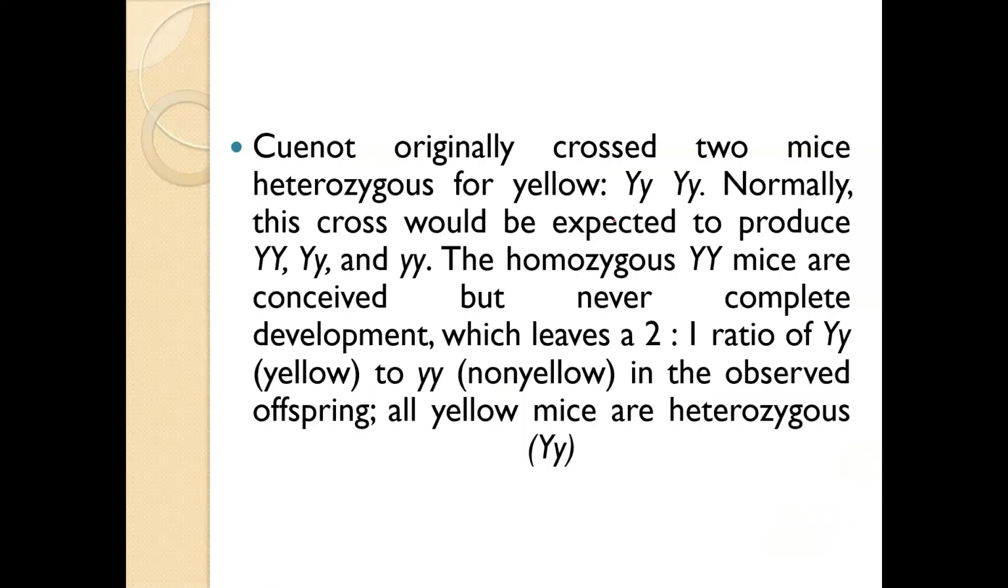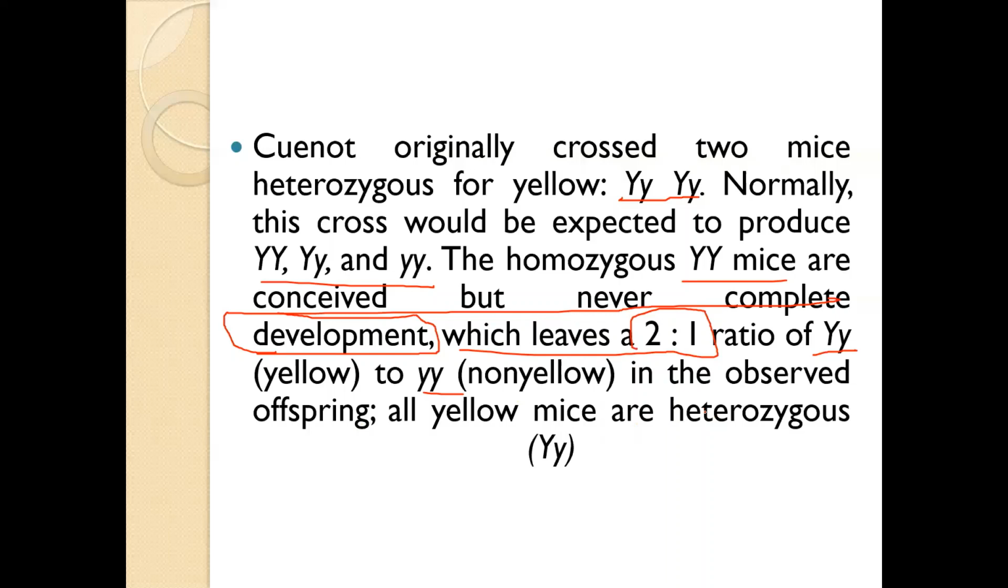So Cuénot originally crossed two mice heterozygous for yellow. Normally this cross would be expected to produce YY, Yy, and yy. I have already shown you the crosses. The homozygous capital Y mice are conceived but never complete development. So if this kind of allele is present in a homozygous dominant condition, they will never survive, which leaves a 2:1 ratio for capital Y small y and small y small y in the observed offspring. All yellow mice are heterozygous. So that is the concept of lethal allele.